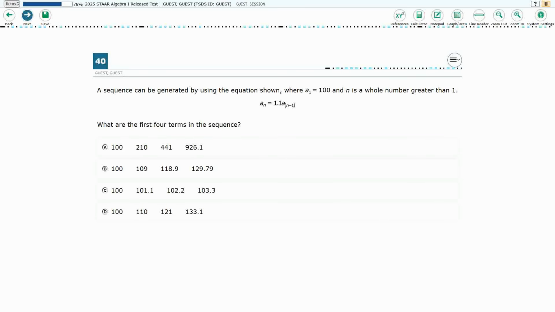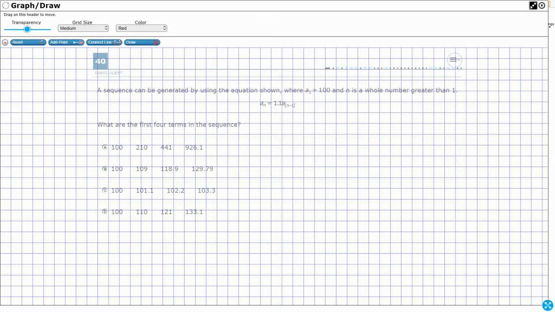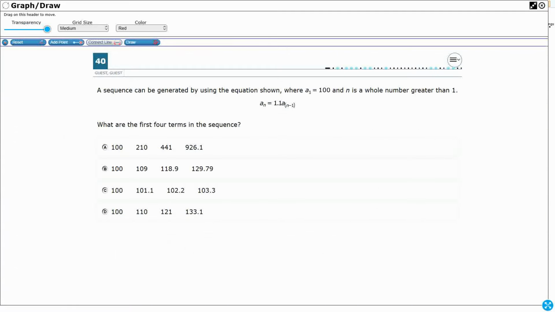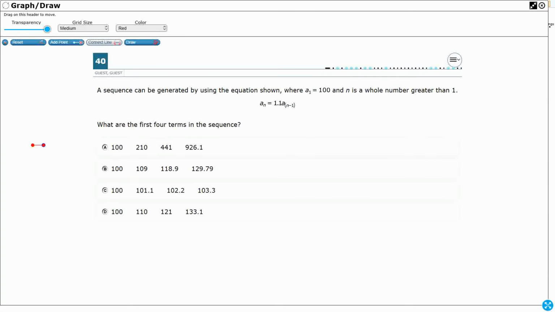For number 40, we are looking at recursive sequences. And so we need to look at the first 4 terms in the sequence. This is 8.12c. Now, we're not needing to come up with the actual equation, and that's sometimes difficult for students to remember. I know that sometimes I have a difficulty remembering that. They give us the formula. So we simply need to plug in numbers, okay? So let's look and see what it gives us.